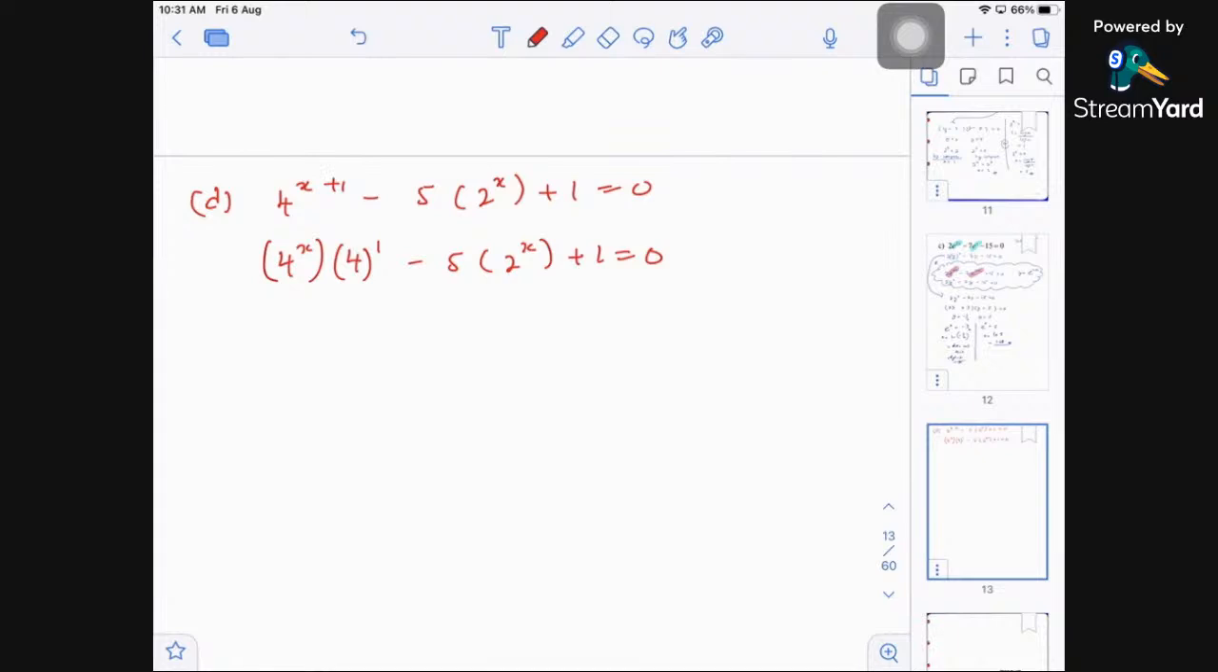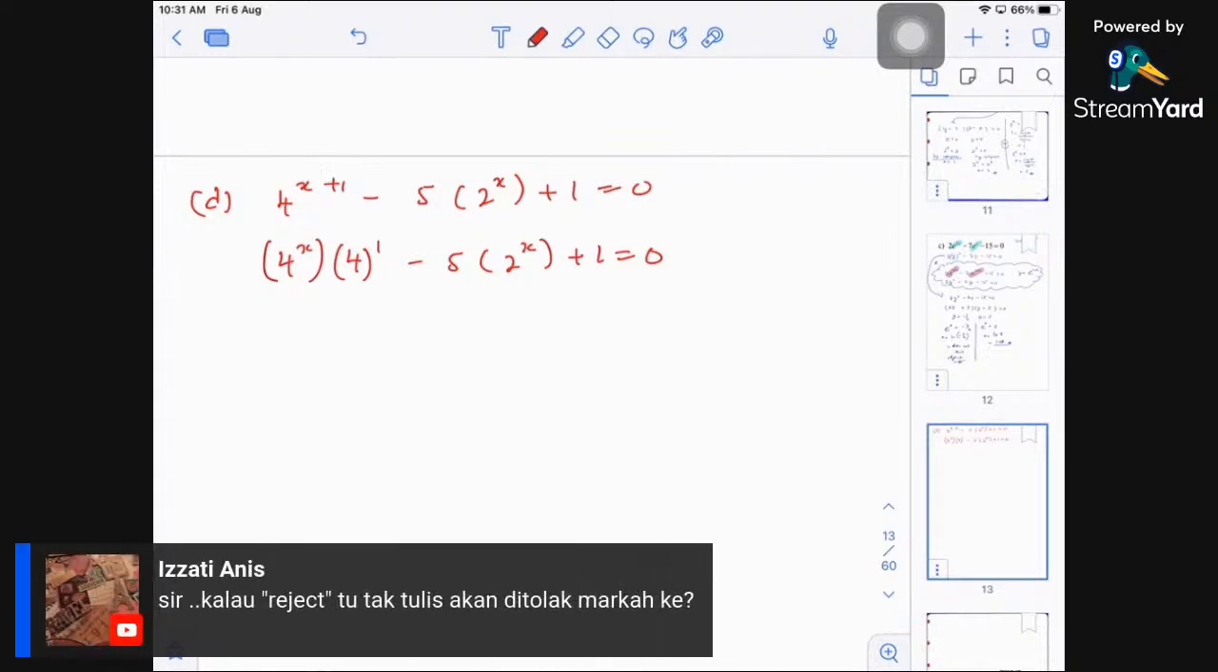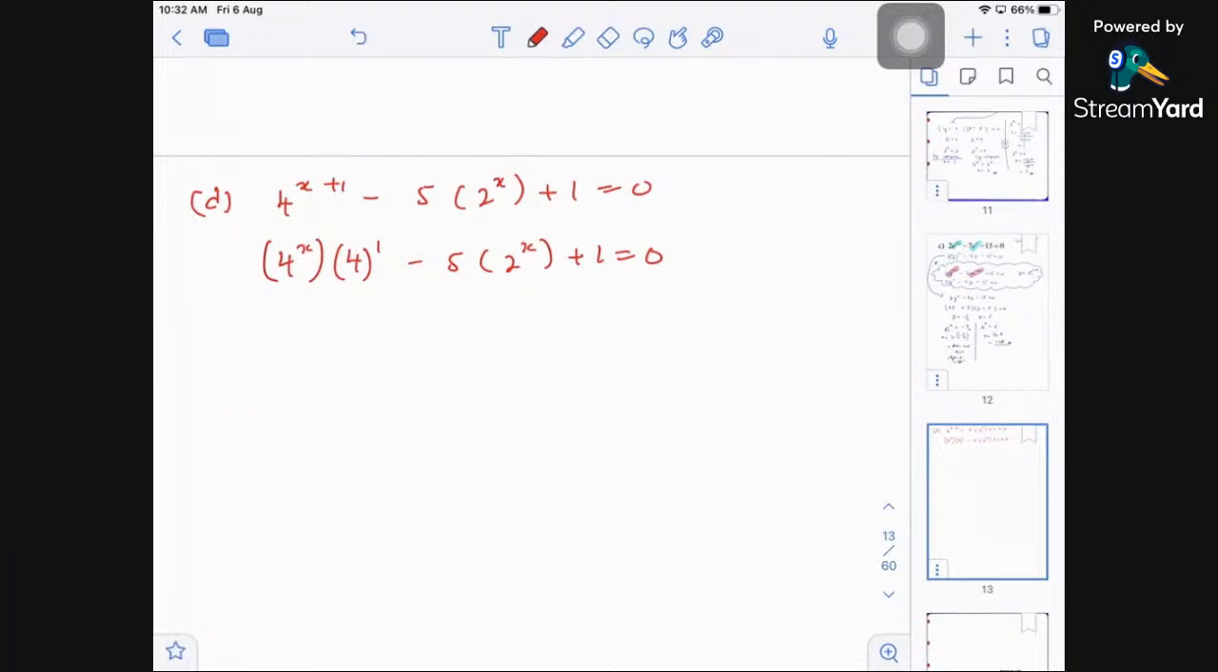Okay. Sebelum tu saya jawab beberapa soalan ni. Soalan penting ni. Izati tanya, Sir, kalau reject tu tak tulis akan ditolak markah ke? Yalah, kalau you tak reject itu, maka itu adalah jawapan anda. So, kena reject. Okay, kalau you tak tulis, dia akan tolak satu markah lah. Clear? Okay. Jangan risau pasal markah banyak.